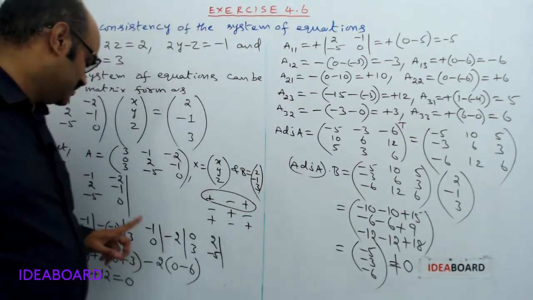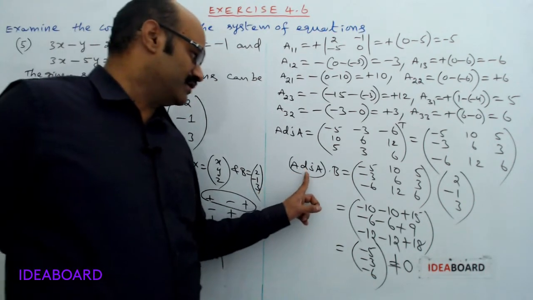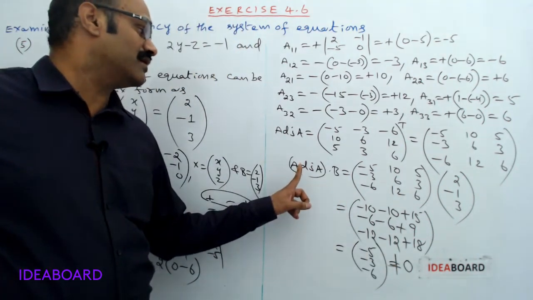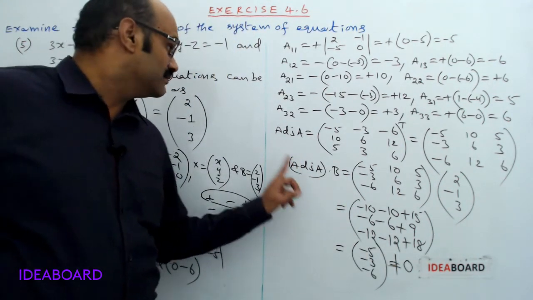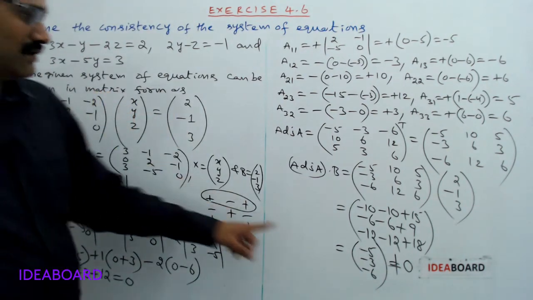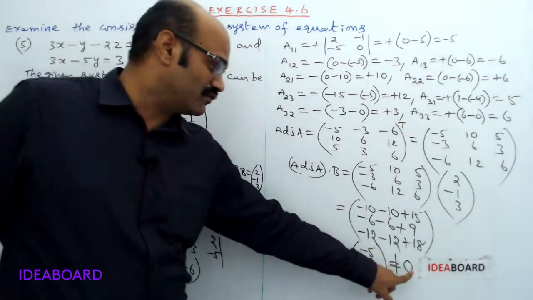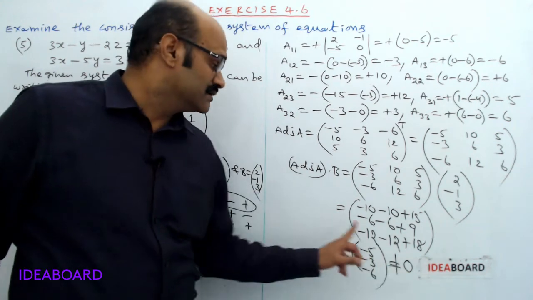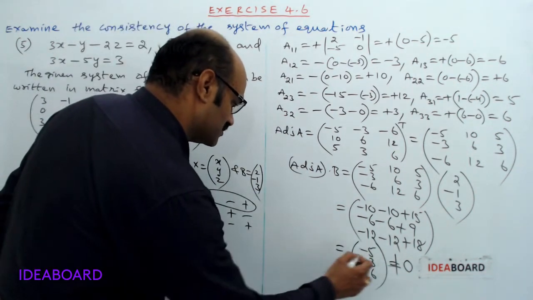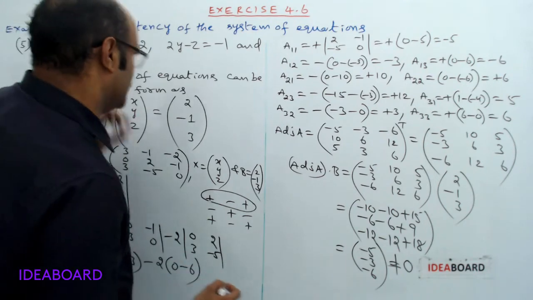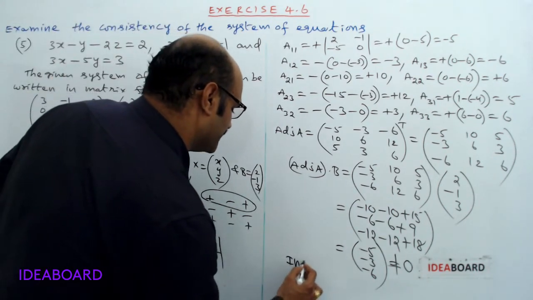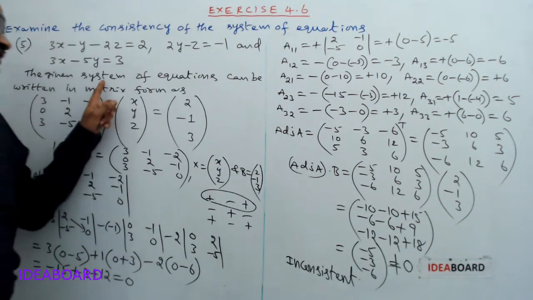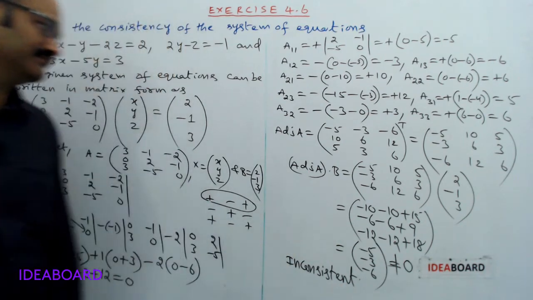Since det A equals 0 and adjoint of A into B is not equal to null matrix, we say that the given system of equations has no solution. If it is equal to 0, we say that the given system of equations has infinite number of solutions. So here no solution. Whenever we have no solution, we say that the system of equations is inconsistent. The given system of equations is inconsistent.